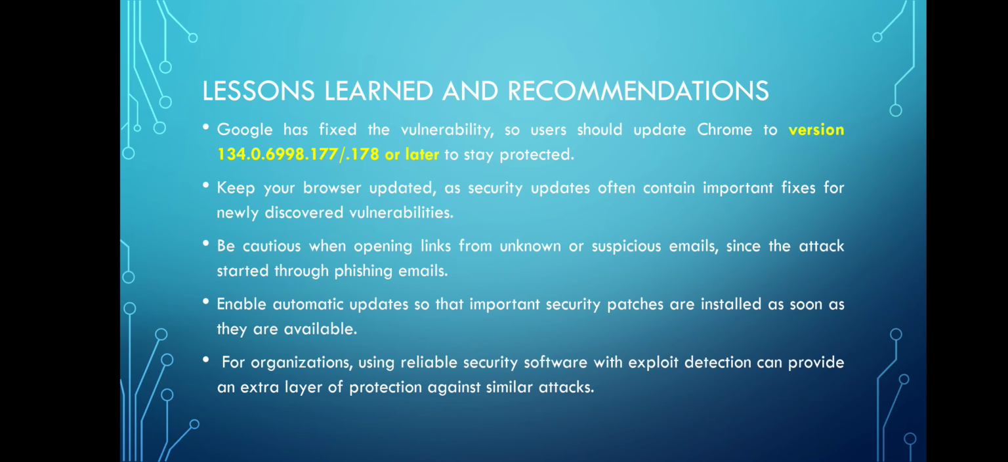So, what are the lessons learned and what are the recommendations? From this incident, we can learn several important lessons. First, users should always keep Google Chrome updated because security updates often contain important fixes for newly discovered vulnerabilities. Enabling automatic updates ensures that these patches are installed as soon as they become available. We should also be cautious when opening links from unknown or suspicious emails since phishing was the starting point of this attack. Finally, organizations should use reliable security solutions with exploit detection capabilities to improve protection against similar attacks in the future.